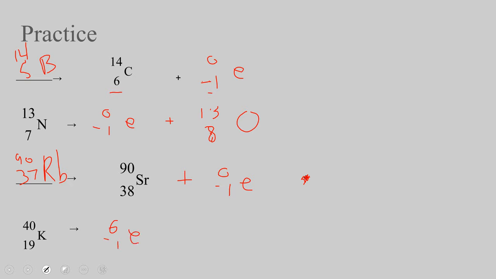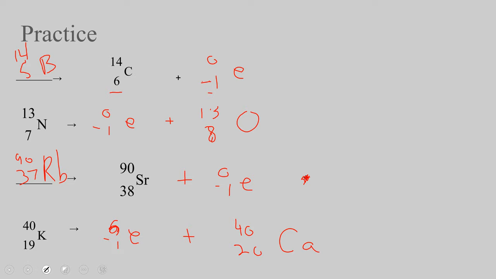Last one here, we got potassium. Let's write that beta particle. That's supposed to be a 0. Sorry. All right. And mass stays the same, 40. Gain a proton, 20. And element number 20 is calcium. Boom. There you go. Beta decay.